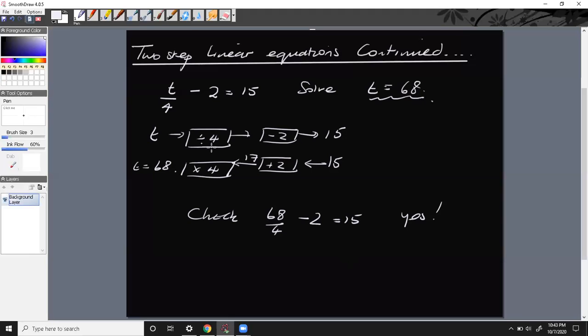Now, for some reason, people tend not to reverse this correctly. So they get to here and then just do division by 4 for some reason. So always remember to use the inverse operation. On the next slide, I'm going to write some questions for you to have a go at, and you can pause and try them, and I will put the answers on, and then that will be the end of this first video.